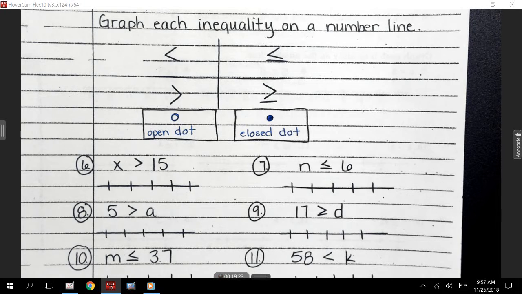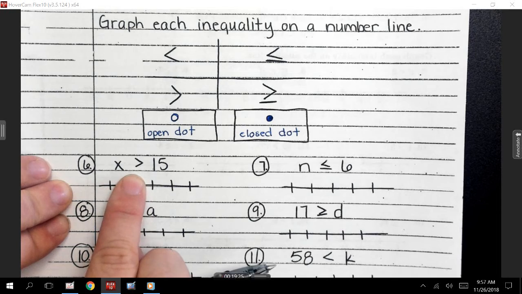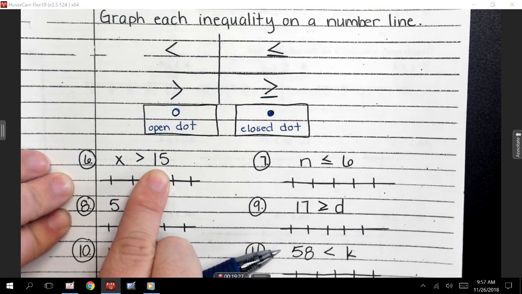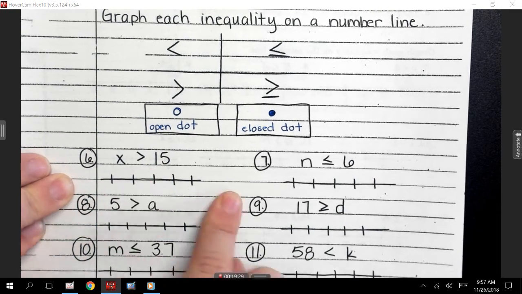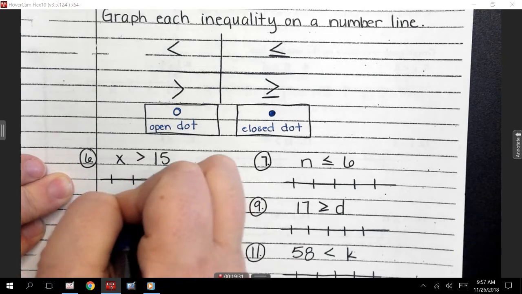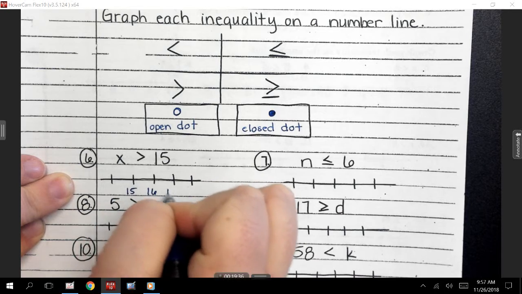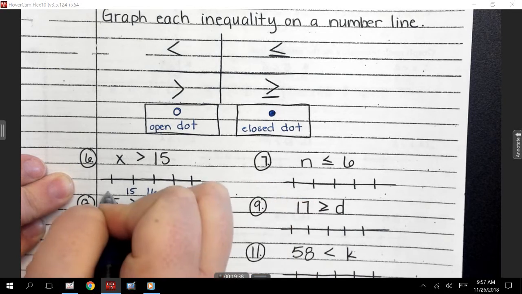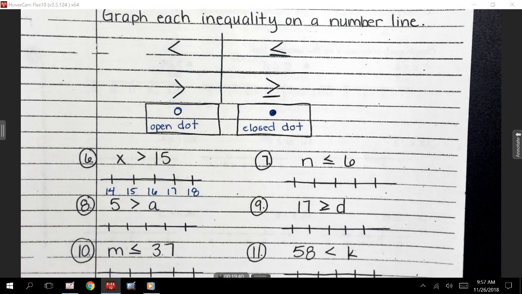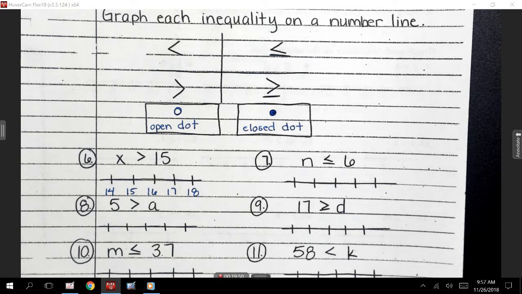Okay? So let's look at this first example. We have x is greater than 15. Do y'all agree with that? Do y'all see where that says that? All right, so we need to fill in this number line. So let's see, I'm going to put 15 kind of near the middle. So 15, 16, 17, 18, and I put 14 in front. I could have put 15 exactly in the middle. What I do not want to see is 15 at the end. I want to see it near the middle. Are we okay with that?